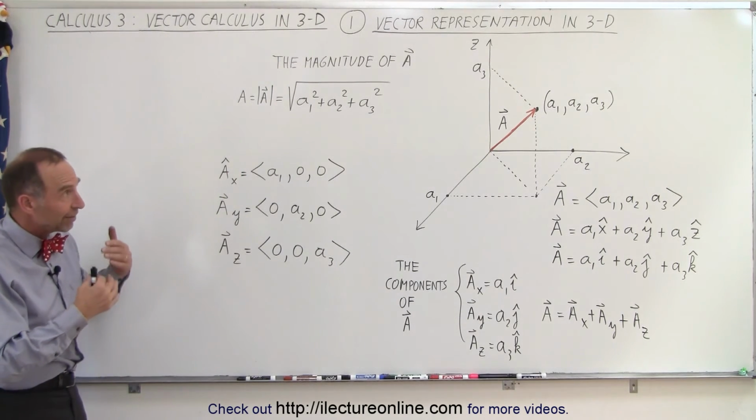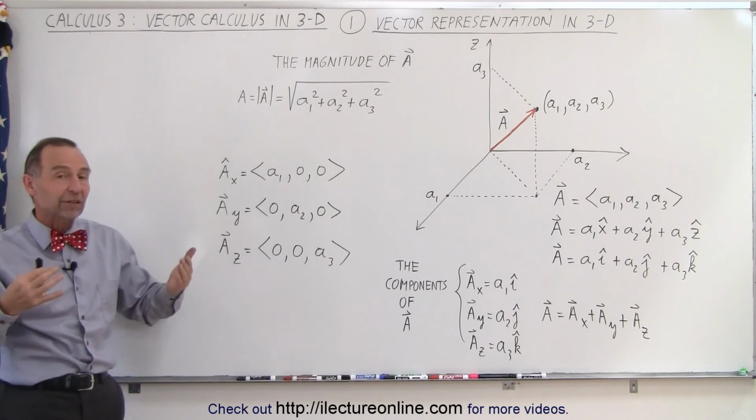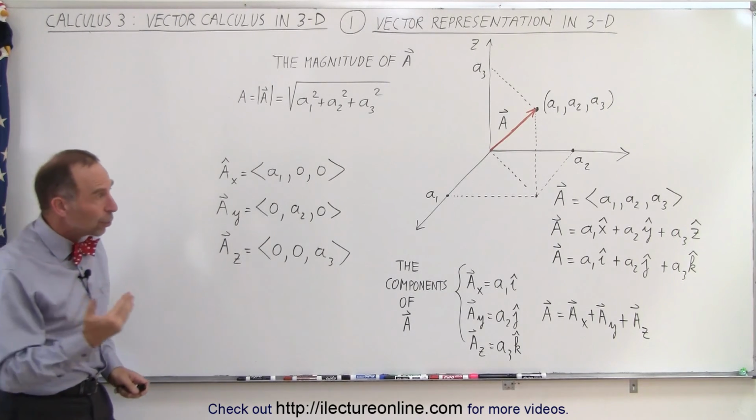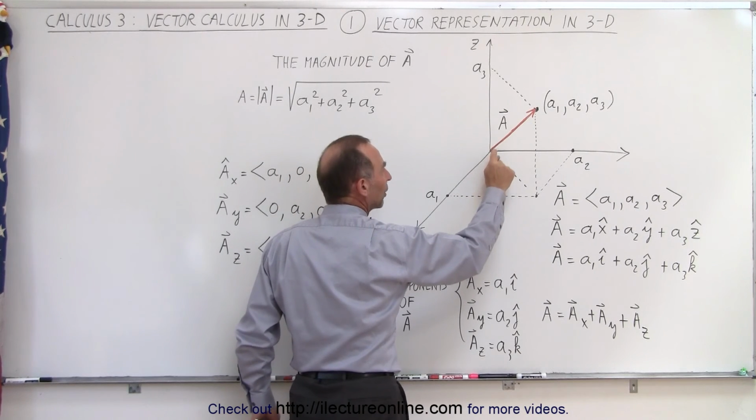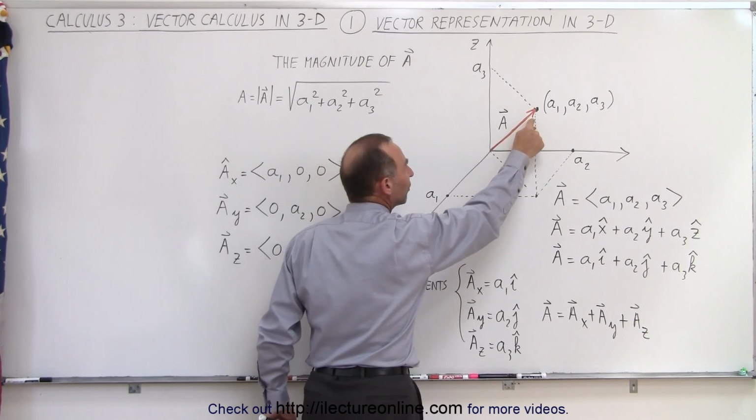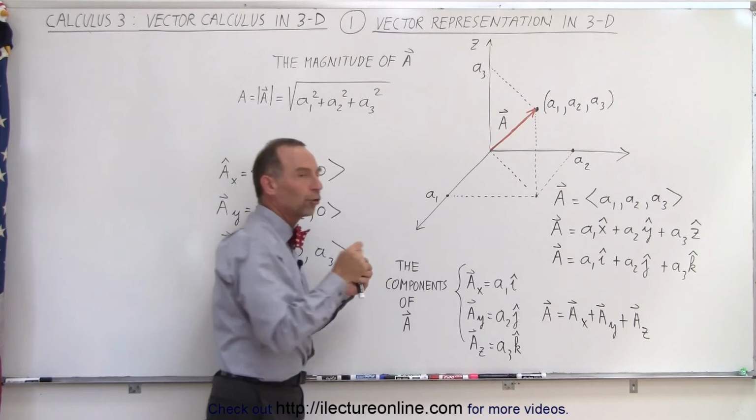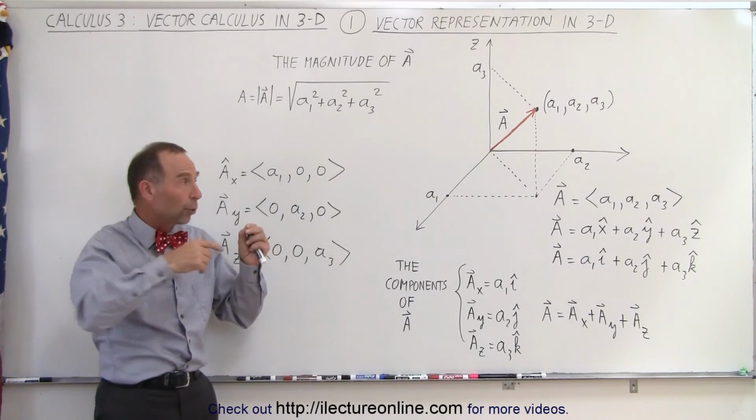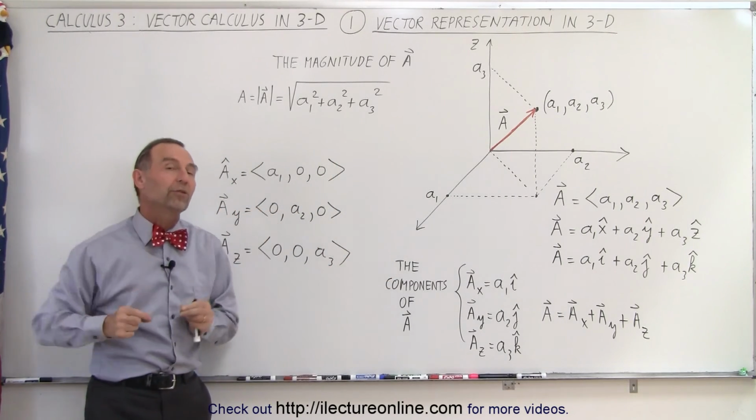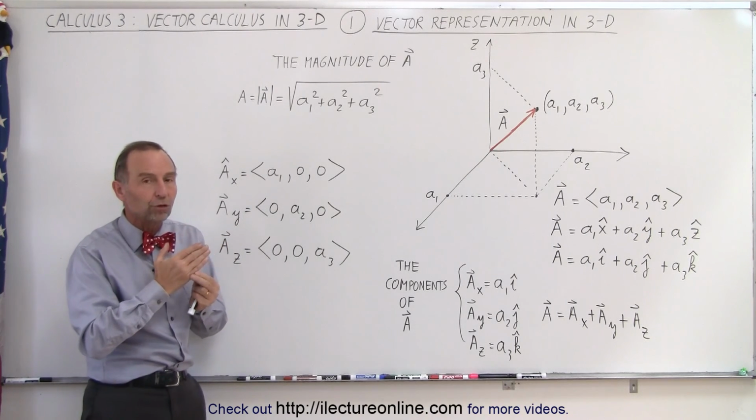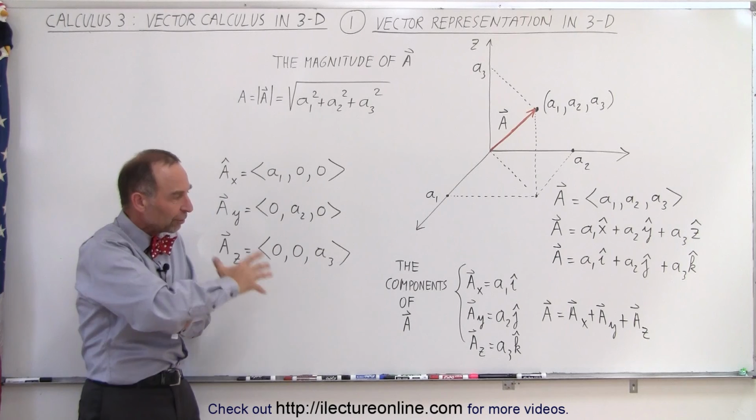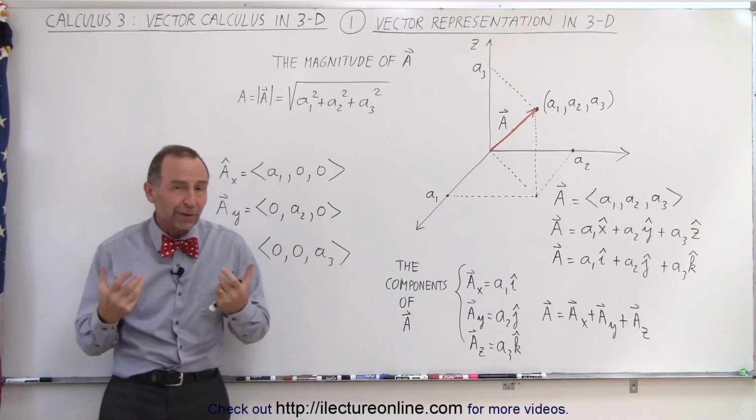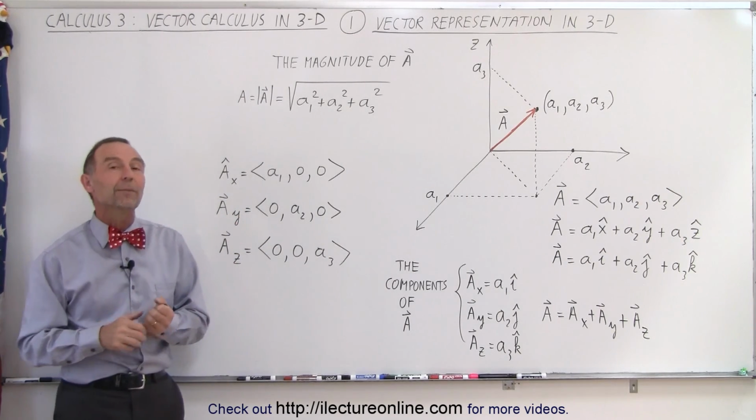So now we have a basic introduction to how to deal with vectors in three dimensions. Notice that we defined it as a line or an arrow that goes from the origin to a point in space, but of course the vector can also be defined as a line or an arrow like that between two points in space. It doesn't have to start at the origin, and we'll talk a little bit more about that later as well, but at least it gives us a general perspective of how to express vectors in three-dimensional space.